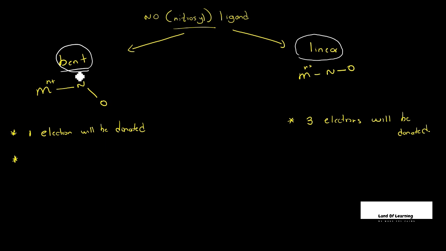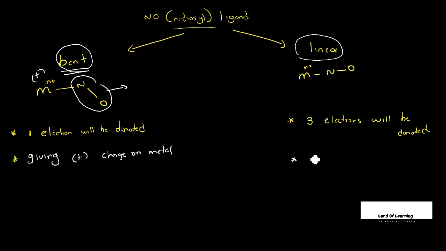When we talk about the bend, you need to know the nitrosyl leaves by giving a positive charge on the metal center. So if we remove this nitrosyl ligand, it will leave a positive charge on our metal center. You need to remove that. The opposite will happen on linear. It will give a negative charge on the metal center.